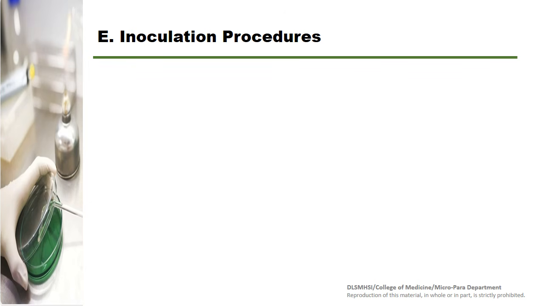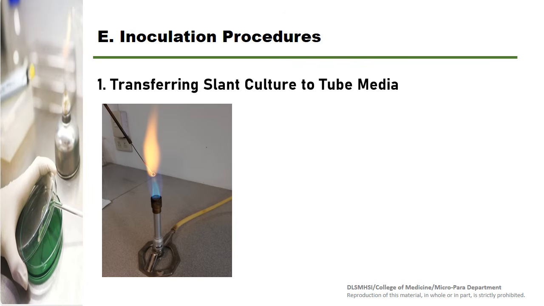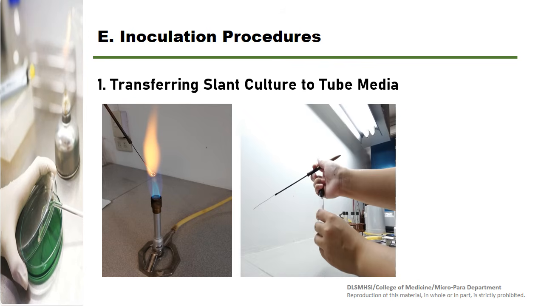For the inoculation procedures, first we have the transferring of slant culture to tube media. So first step is to sterilize your loop or needle. When you are working with slant culture, you may either use an inoculating loop or an inoculating needle. After sterilizing your loop and needle, open your tubes using your little finger and remember, never lay down your plugs.